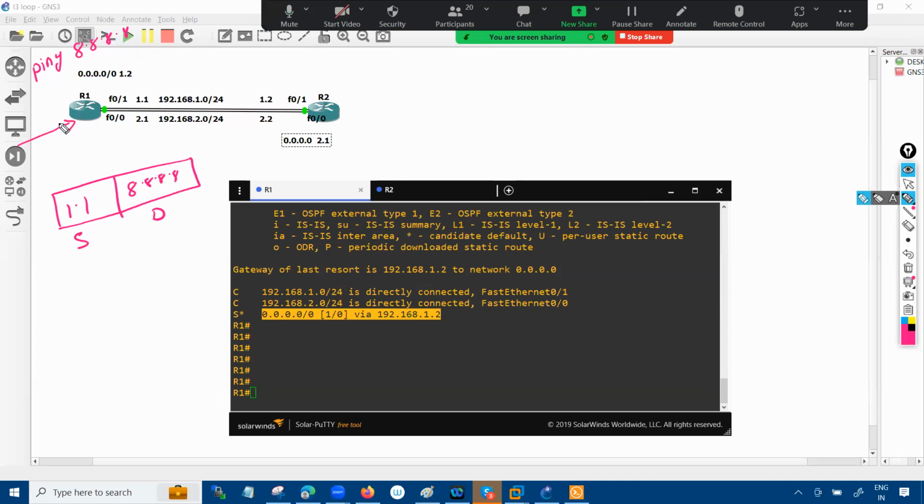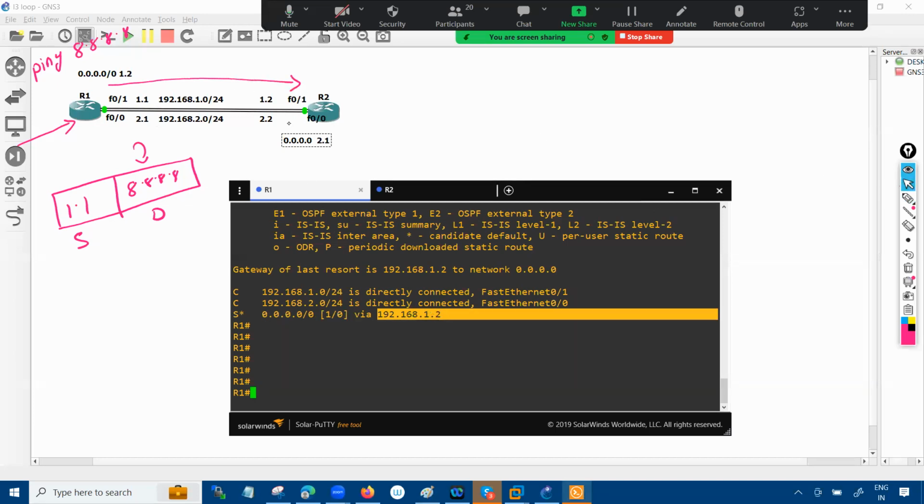Again, I'm repeating, when router 1 receives this packet, it looks up 8.8.8.8 in its routing table. I don't have 8.8.8.8, but I do have a specific route. According to my routing table, I'm going to forward the packet to whom? Router 2. Why? Because my next hop is 1.2.